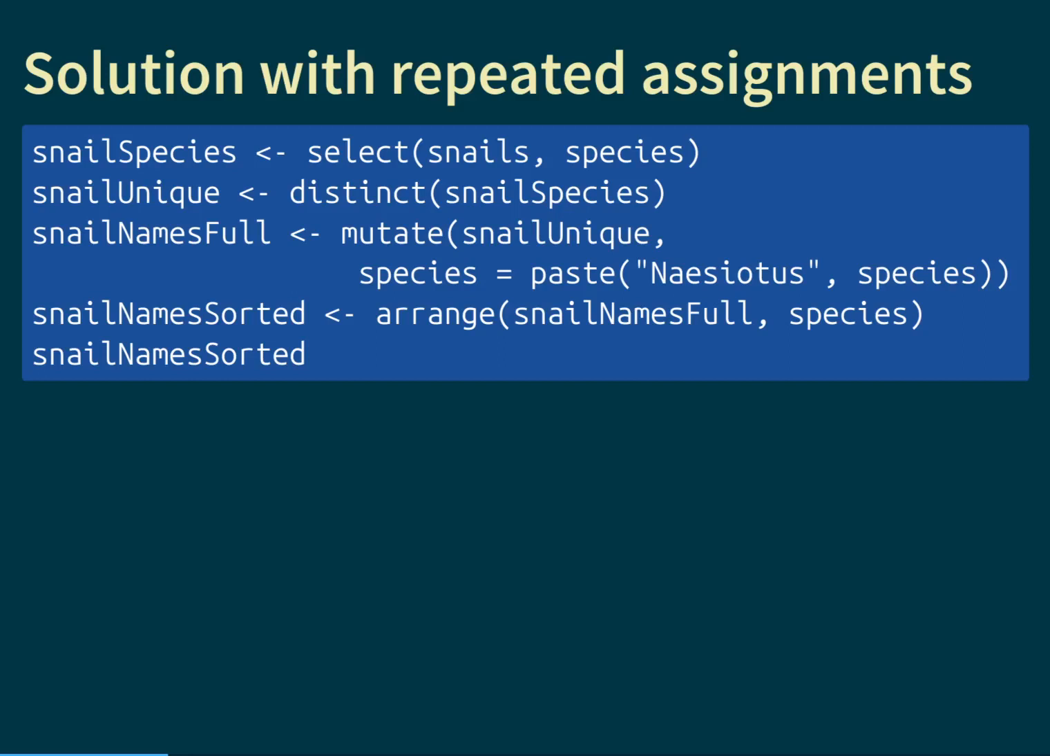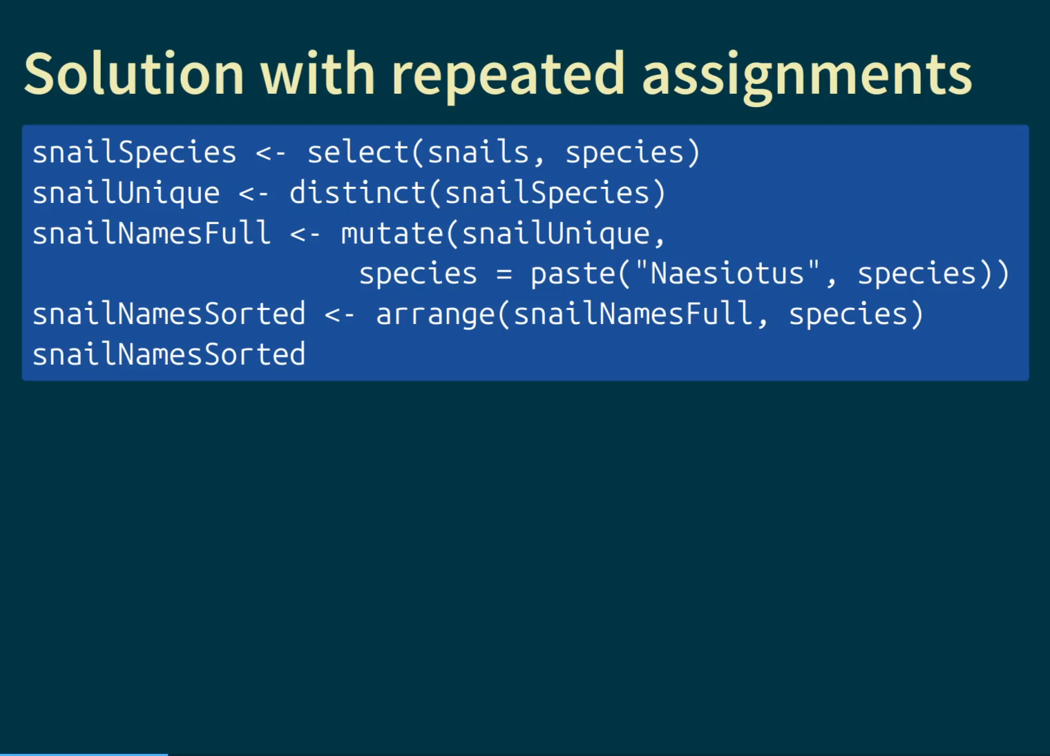Alright, so after that, the final step to be done is simply to arrange the names in alphabetical order. We do that with the arrange function. So we take snail names full, the result of the previous line, and arrange it based on the species column and assign the result to the variable snail names sorted.